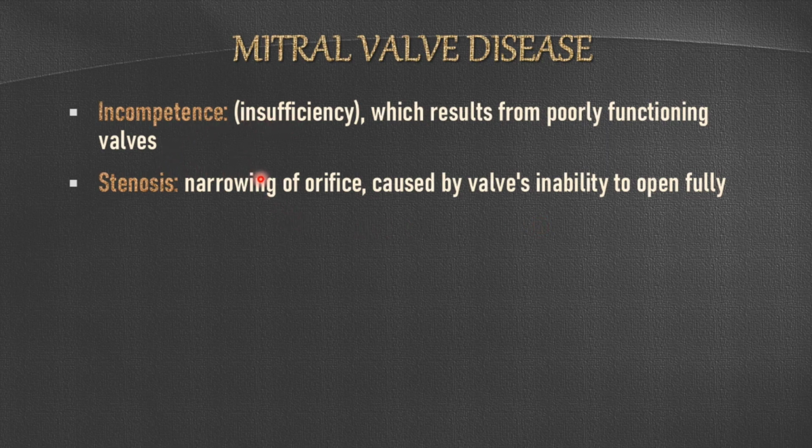Means, you can see it like this: this door opens completely and easily, with no force needed. This door is not opening completely, or this door does not close completely, it does not open completely, right? So incompetence, insufficiency, results from the poorly functioning valve. It can result from papillary muscle injury due to ischemia maybe, and then it will not completely allow the chorda tendineae to hold and keep the valves shut.